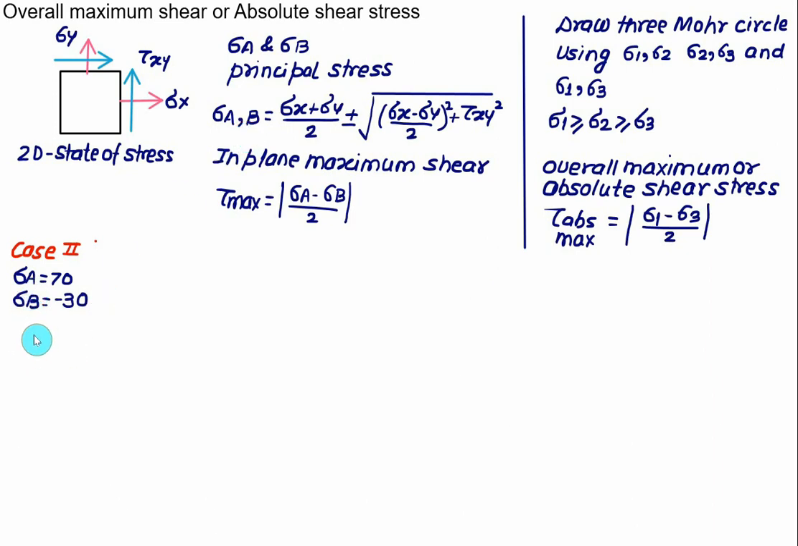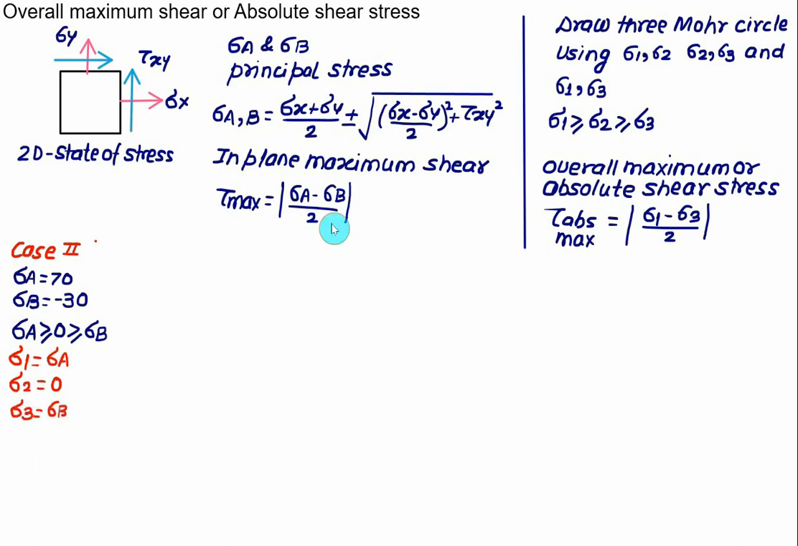So this is the situation where sigma A, the principal stress for the given two-dimensional state of stress, is a positive value, greater than 0, and sigma B is negative, less than 0. So we'll write 0 is greater than sigma B. Since the highest value is sigma A, sigma 1 is equal to sigma A. Sigma 2 will be equal to 0 and sigma 3 will be equal to sigma B.